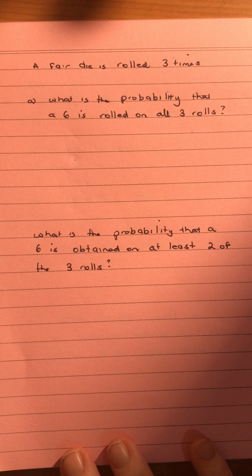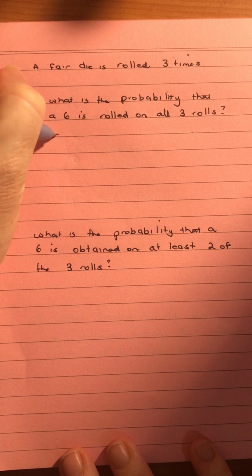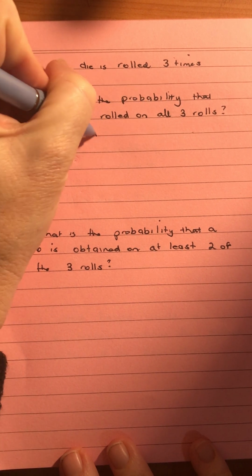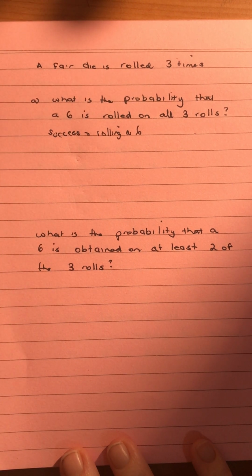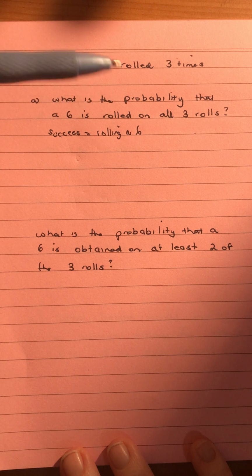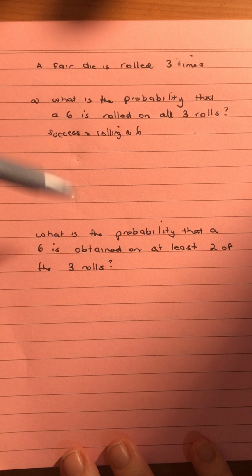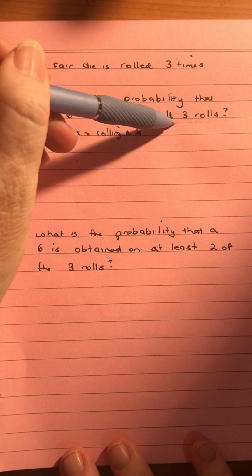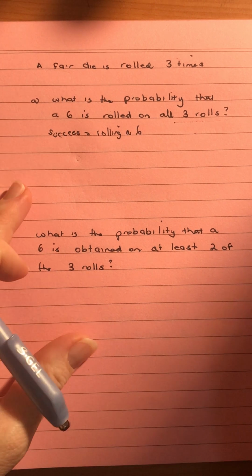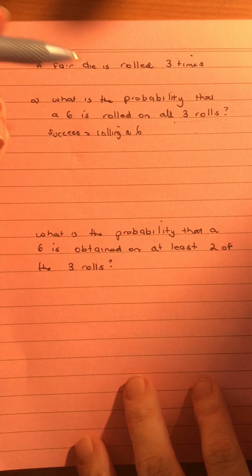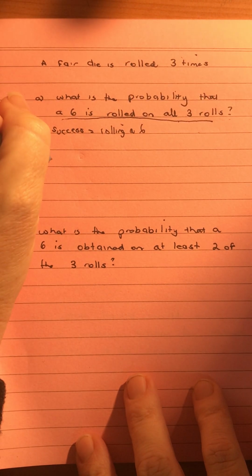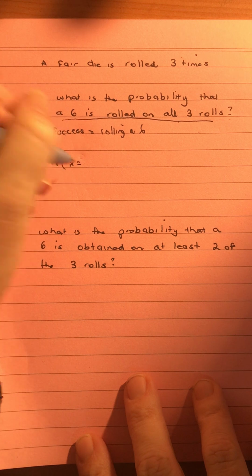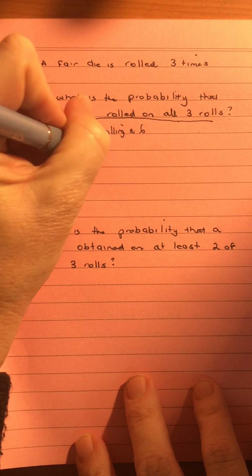Now the reason we can class this as a binomial distribution question is we can say that success is equal to rolling a 6 and failure is not rolling a 6. We know that if it's a fair die, the probability each time will remain the same, and we have a set number of trials, which is 3. So in this case, a 6 is rolled on all 3 rolls means that we are looking for the probability that x is equal to 3.